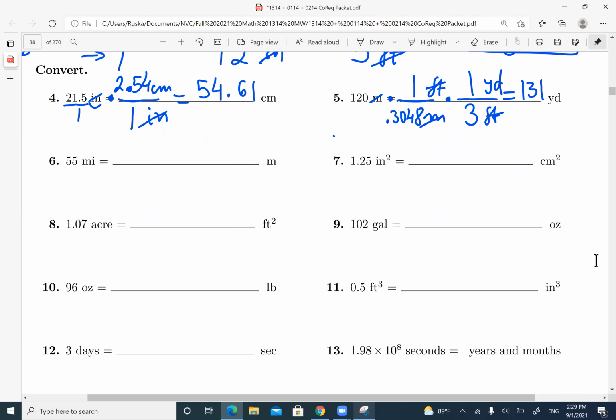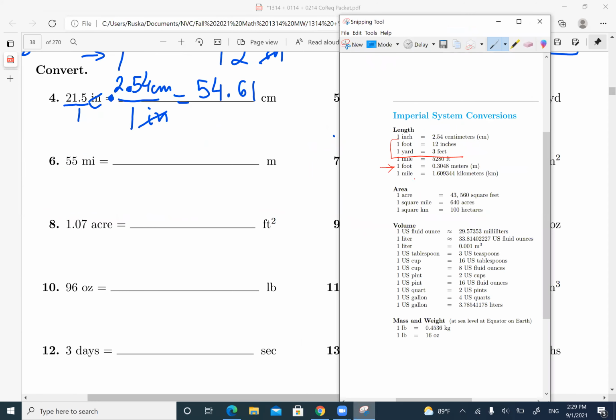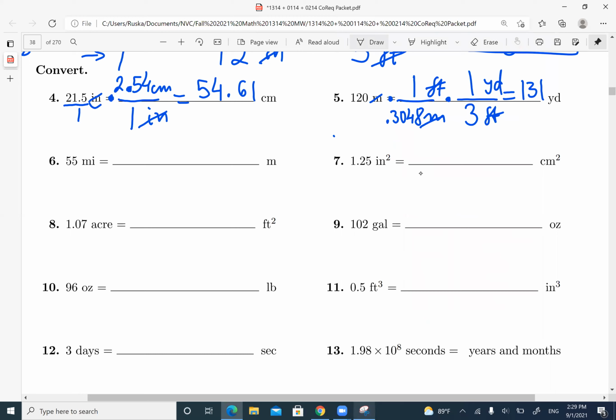Okay, so the next one we have, let's do the squares first. I'm going to skip mile, or let's do 55 miles to meters. So miles, we have mile to kilometer, and then kilometer, you're going to change it to meter. Okay? So we have 1 mile is 1.6 kilometer. That's what you're going to use. So I'm multiplying. I'm not going to use all the decimals. So I'm multiplying miles in the bottom, kilometer in the top. So I have 1 mile is 1.6 kilometers, right?